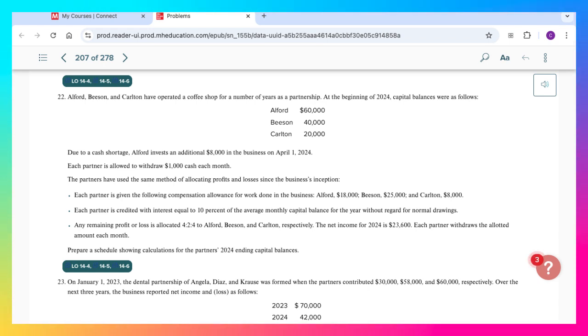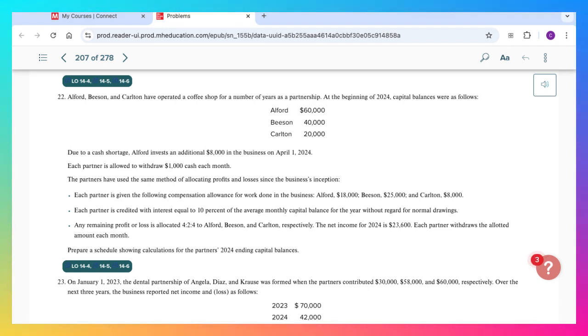Alfred, Beeson, and Carlton have operated a coffee shop for a number of years as a partnership. At the beginning of 2024, they give us the capital balances, and they are as follows. Alfred has $60,000, Beeson has $40,000, and Carlton has $20,000.